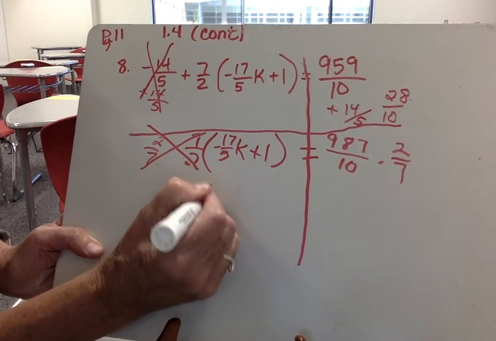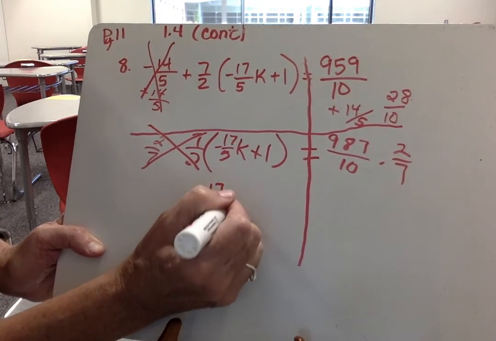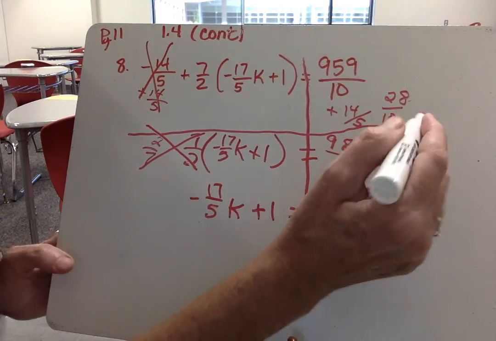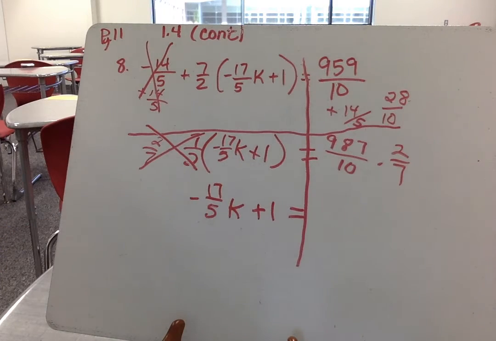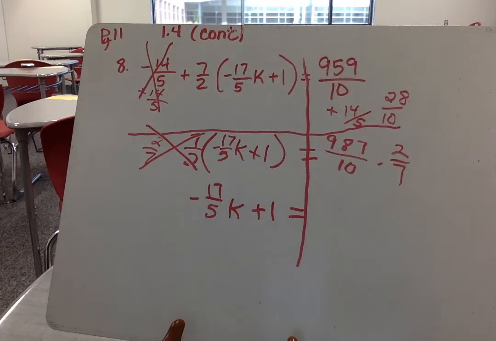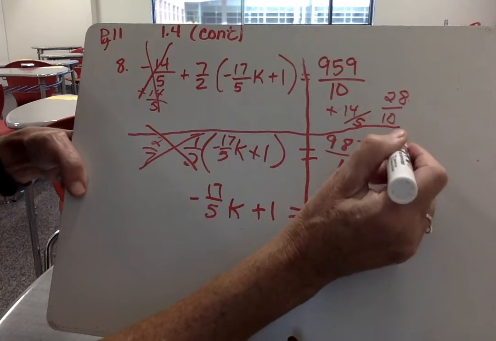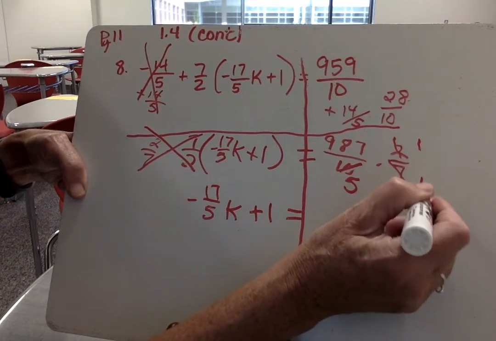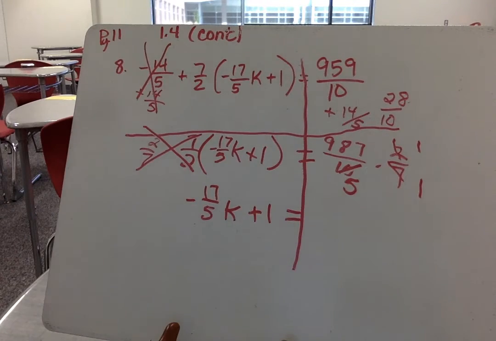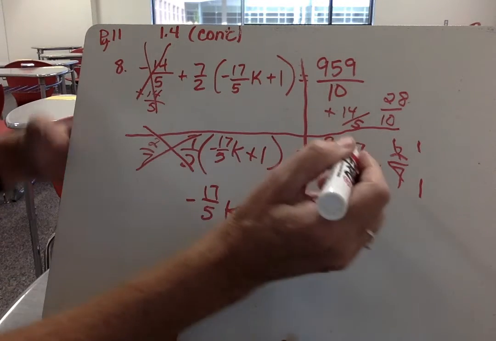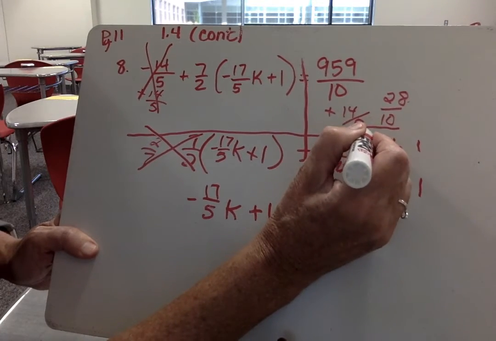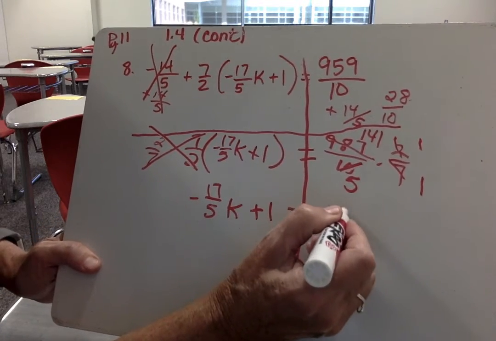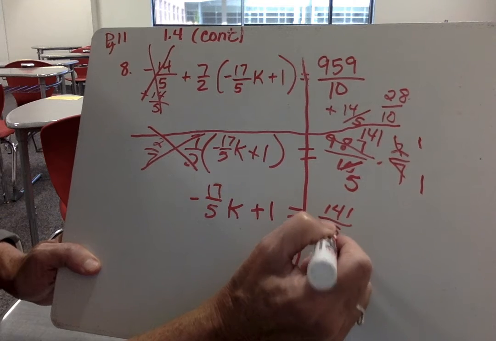And I'm left with negative 17 over 5K plus 1 equals, and this is multiplication, so I'm going to go ahead and cross cancel these two. And 2 goes into 10 5 times. 7 goes into 7 once. Now 7 also goes into 987. I believe that's 141 times. So let's simplify that, and equals 141 over 5.